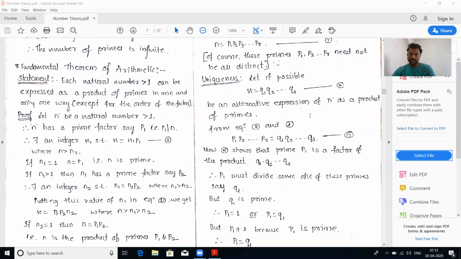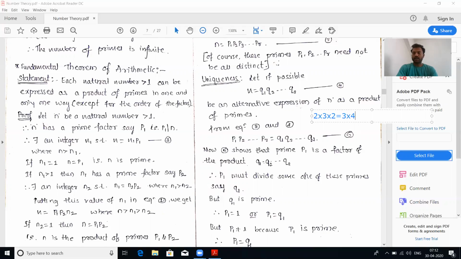Now see, if I write 2 into 3 into 2, yes, that is equal to 3 into 4. So what are you getting? Both sides are equal to 12 itself, but the expressions are not the same.